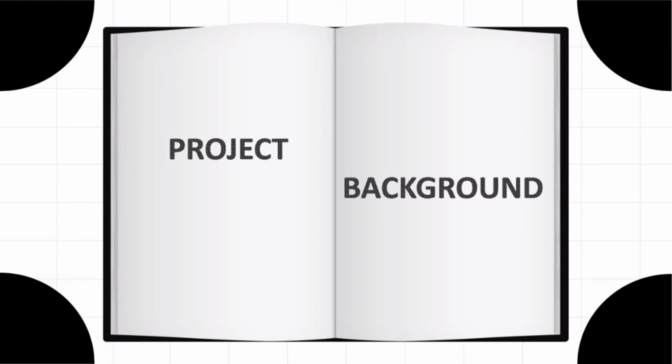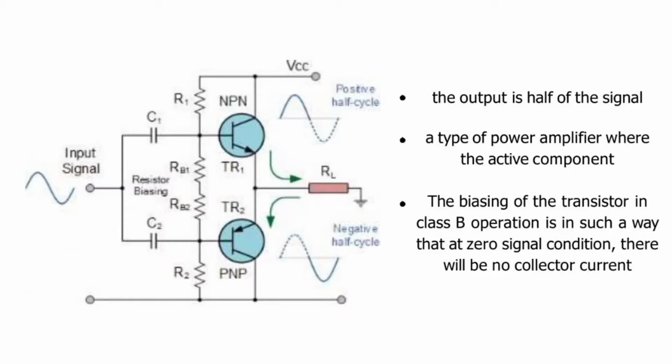Next, for project background. In this assignment, the students are required to design a Class B power amplifier to amplify the signal so that it has sufficient power to drive a loudspeaker. Class B amplifier is also known as push-pull amplifier configuration. The circuit below shows how Class B bias can be used in a radio frequency output stage.